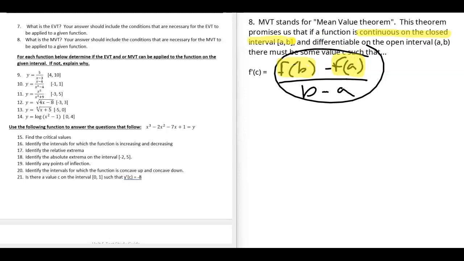Why does it need to be differentiable on the open interval? Because the derivative has to exist somewhere in between those dots. So long as the derivative exists everywhere between there, then there has to be at least one. Okay? And so that's why those two things are required. And those are the things that I'm referring to here when I say your definition of the MVT should include the conditions that are necessary. So the function needs to be continuous on the closed and differentiable on the open interval. All right? And so that's the MVT.